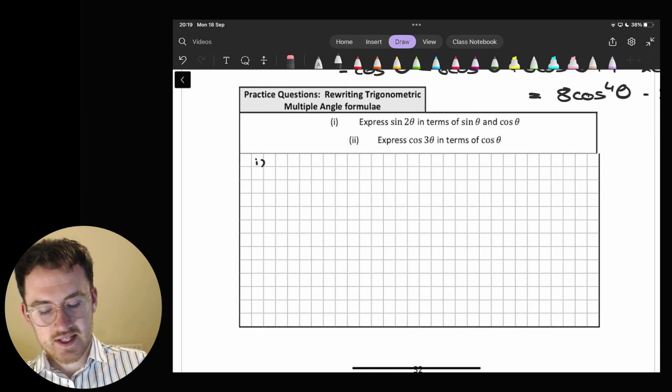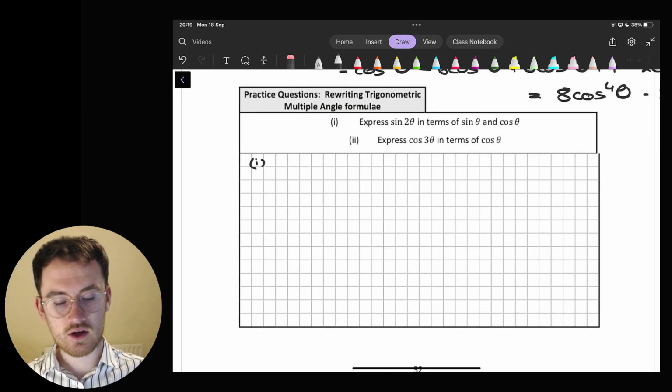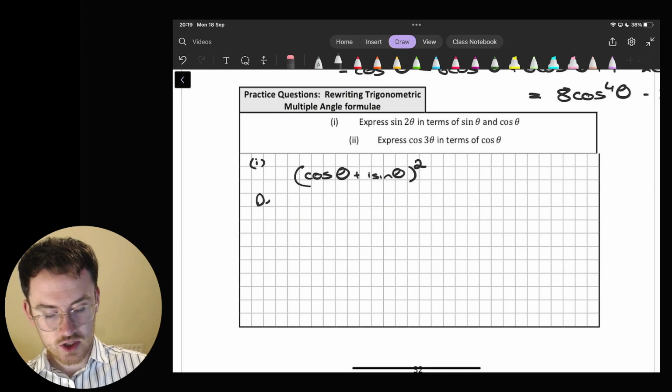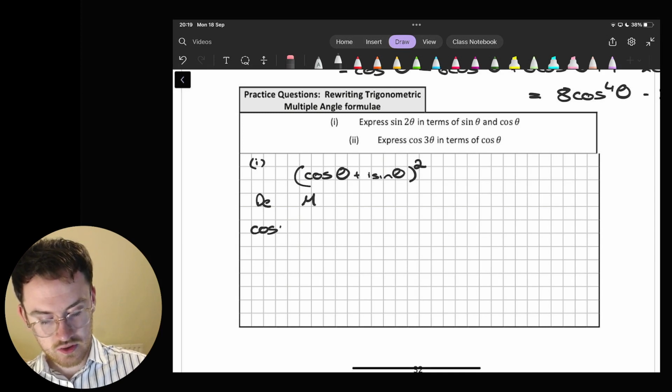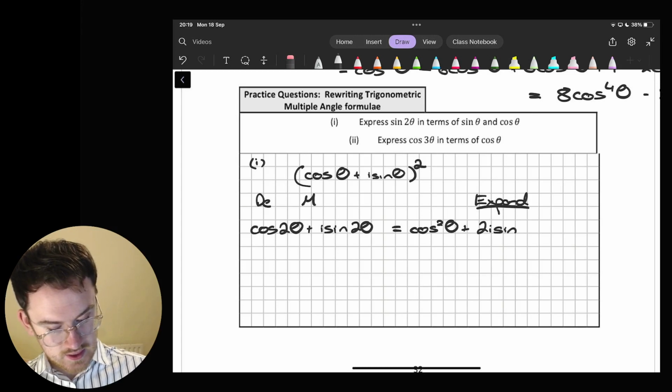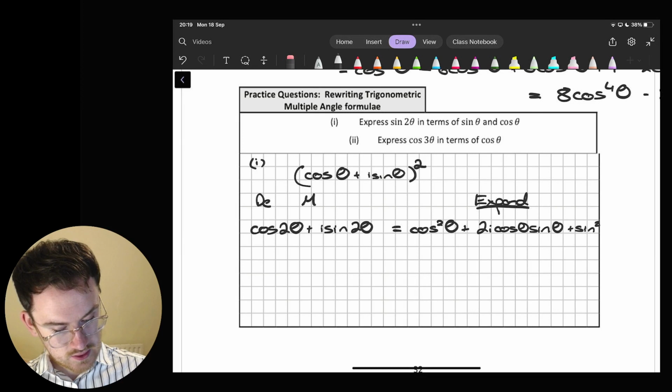So if we look at expressing sine 2 theta in terms of sine theta and cosine theta. Again, we're looking at power of 2. So we're going to be looking at cos theta plus I sine theta squared, and the two ways of doing that out. If we use De Moivre's theorem, we get cos 2 theta plus I sine 2 theta. If I expand using binomial or just by multiplying out the bracket, we get cos squared theta plus 2I cos theta sine theta plus sine squared theta.